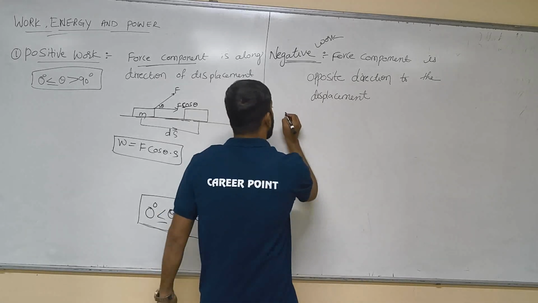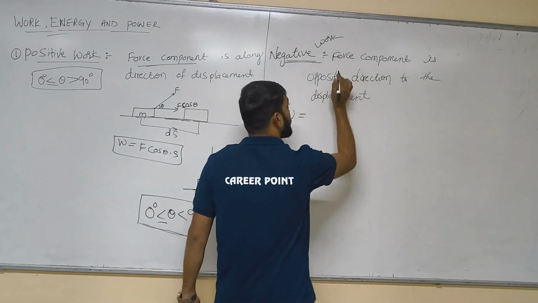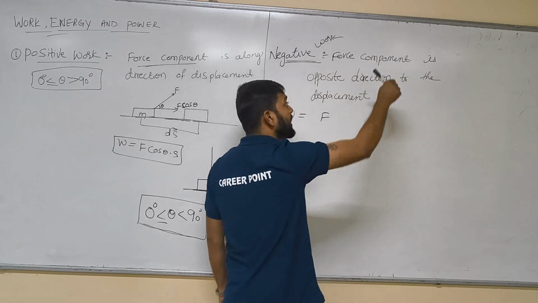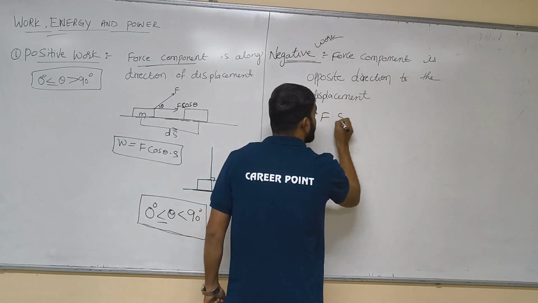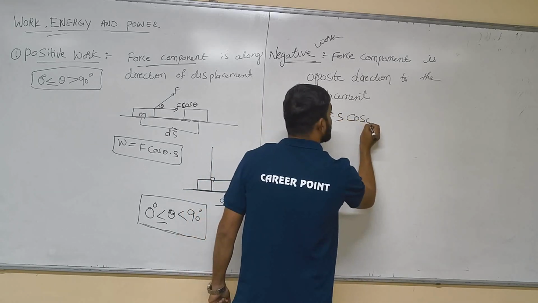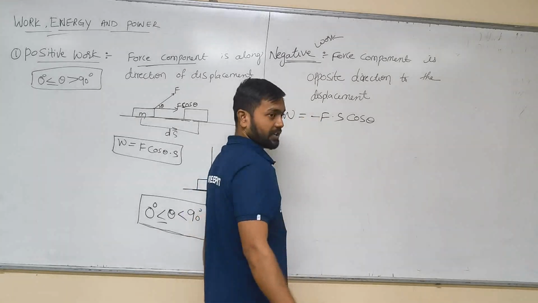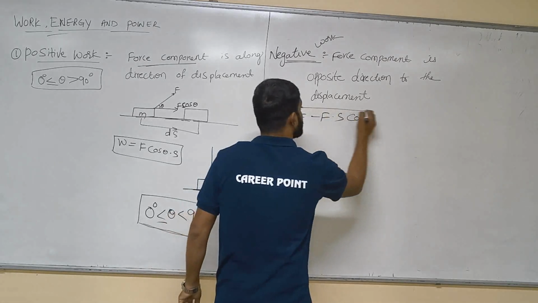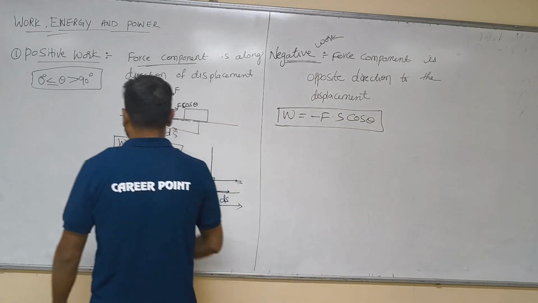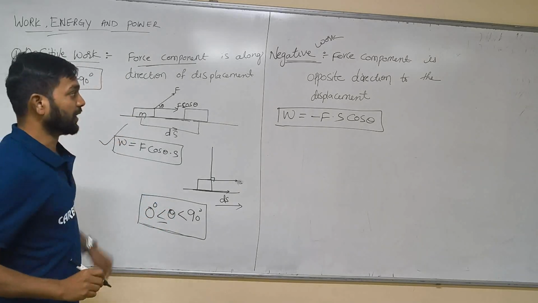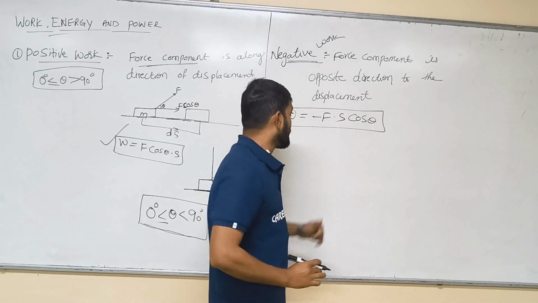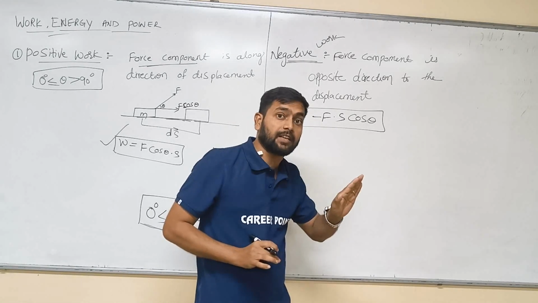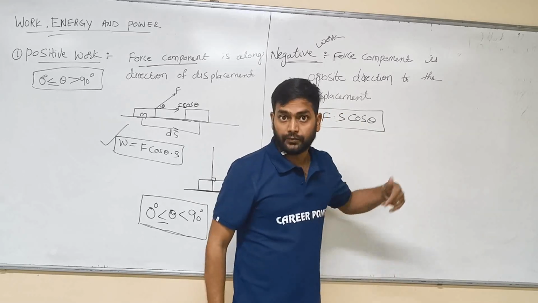Then the work done will be equal to the product of force, where the force component is opposite to the direction. That means we are going to get F dot S cos theta with a negative sign, so this negative sign indicates the direction. This is for negative work, and that is for positive work. When an object is applied some force, the object moves in the opposite direction to the force.